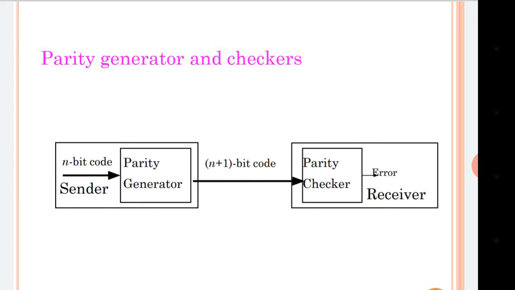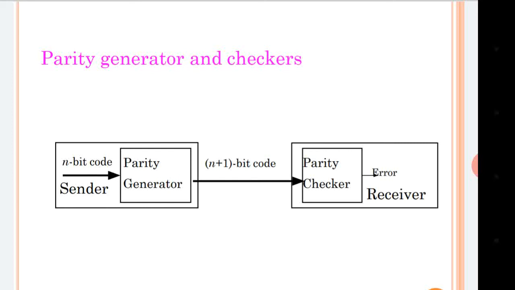Then at the receiver side, the receiver will receive the message, and the receiver knows that odd parity data was transmitted. So it will just check the number of ones. If the received data has odd parity, that means the received message is correct. If it has even parity, there is some error.